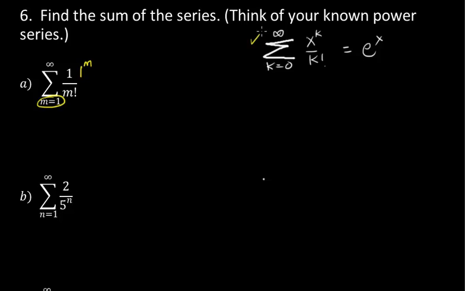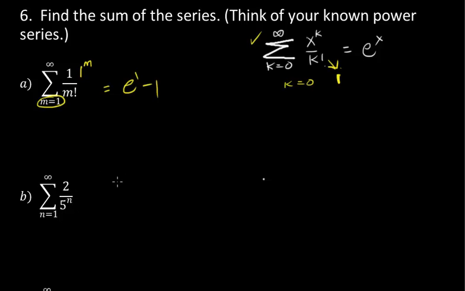So this series here has one extra term. When k equals 0, our first term is x to the 0 over 0 factorial, which is 1. So the term here is 1 when k is 0, and that's not here. So we will say this is e to the x when x is 1, e to the 1, subtracting off the first term of that series.